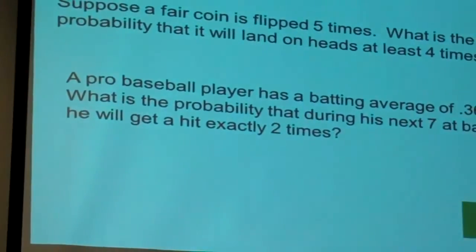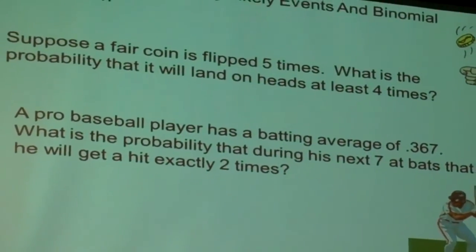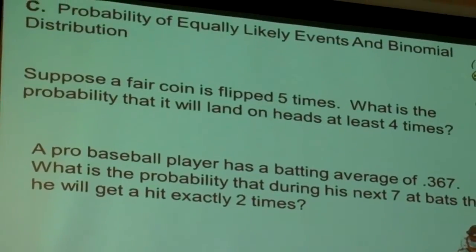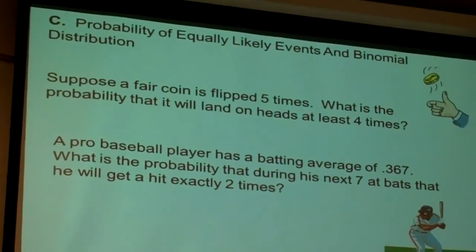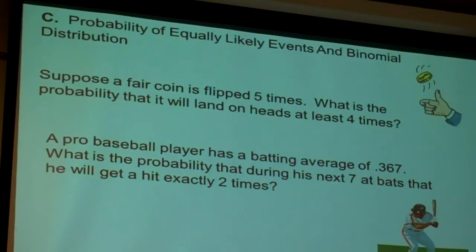All right. Now, probability, likely events and binomial distribution. Look at this with me. Suppose a fair coin. Why do you think they call it a fair coin? It's got to be heads and tails. It can't be two heads. It can't be weighted on one side. Suppose a fair coin is flipped 5 times. What's the probability it will land on heads at least 4 times? These are the types of questions you're going to be asked. A pro baseball player has a batting average of .367. What's the probability that during his next 7 at-bats he will get exactly 2 hits?